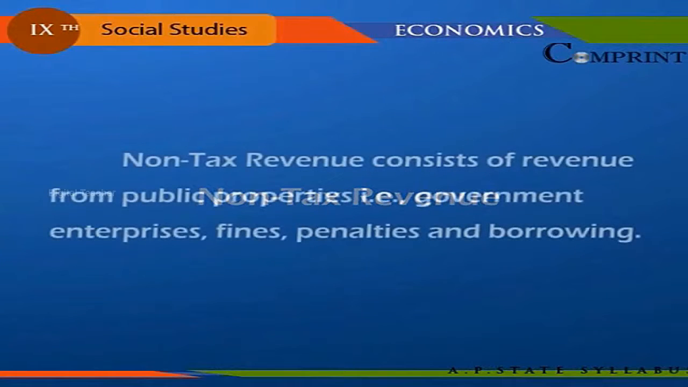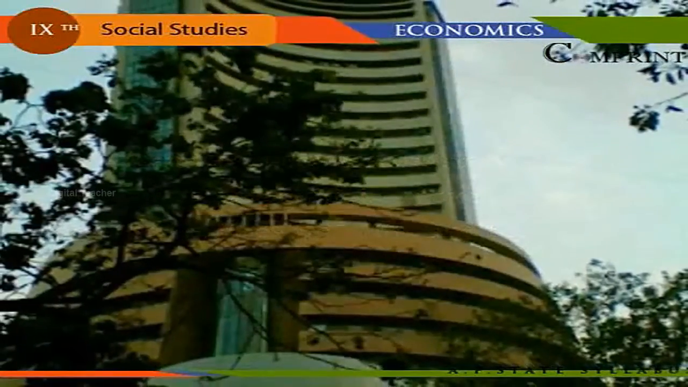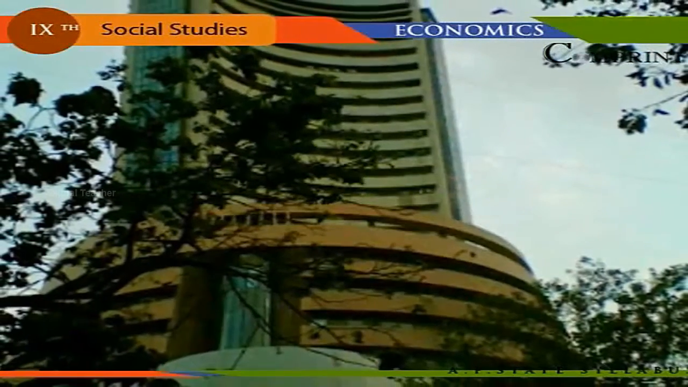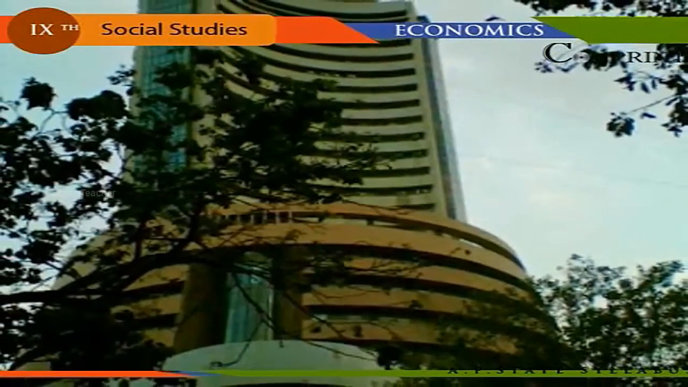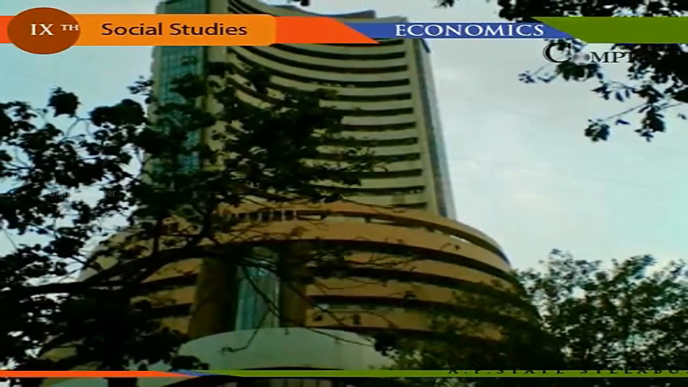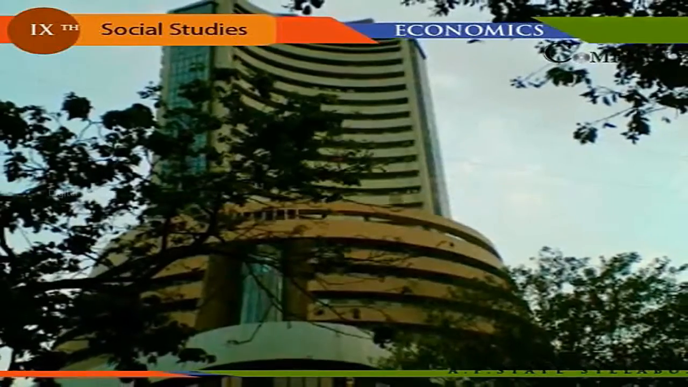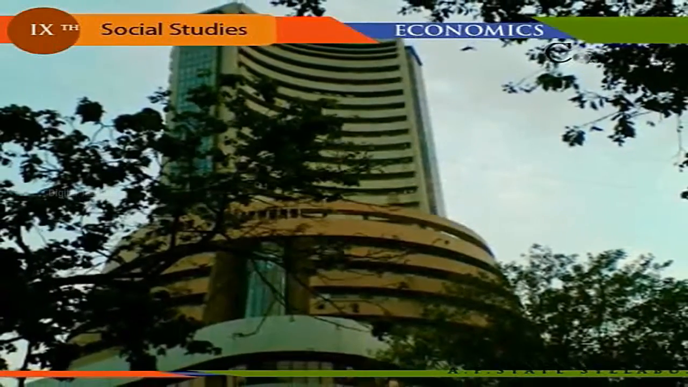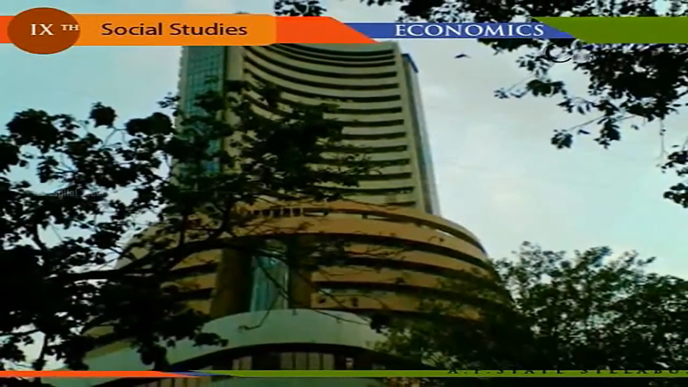Non-tax revenue. Non-tax revenue consists of revenue from public properties, government enterprises, fines, penalties, and borrowing. The government borrows money to cover its expenditure and to meet its obligations. Government borrowing is known as public debt. While money collected as tax is not returned, money borrowed will be returned with some interest. Government borrowings may be from citizens or organizations within or outside the country.